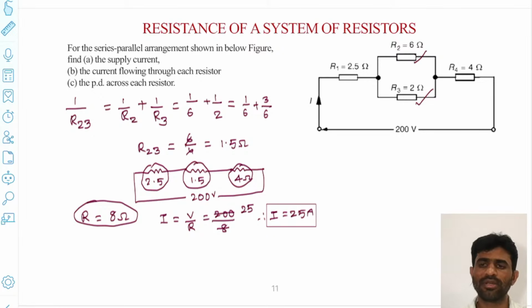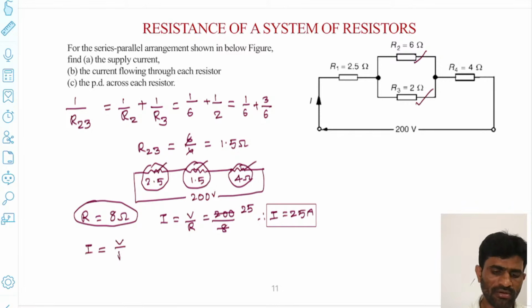Okay, so this one I'll explain. The total current is 25 amperes. Now we have to find out the current through 2.5, 1.5 and 4 ohms. Because all three are connected in series, the same current will flow through R1, 2.5, 1.5 and 4 ohms. Here the total potential difference and total resistance we know. I is equal to V by R.